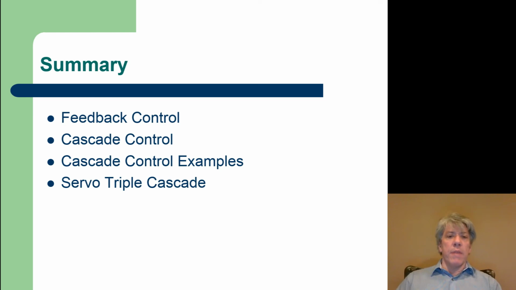So we considered feedback control and then realized how disturbance variables, if they can be affected by the control variable we already have, then a cascade control loop can be superior to a feedback control loop if the inner loop is about 10 times faster than the outer loop. Then we saw some cascade control examples, and in particular a triple cascade control example.